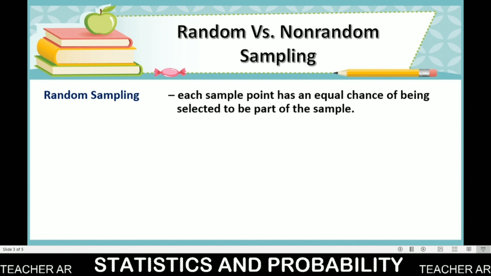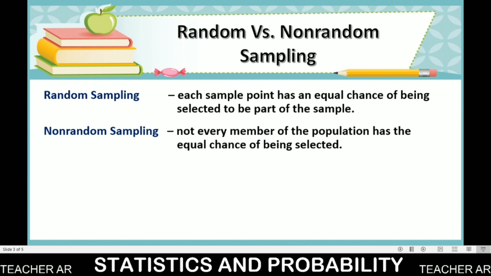Let's start. When we say random sampling, each sample point has an equal chance of being selected to be part of the sample. Ibig sabihin, kahit nasa dulo ka pa ng barangay, kahit sino ka pa, kahit nasaan ka pa, basta't parte ka ng population, you have an equal chance. May chance kang mapabilang sa sample.